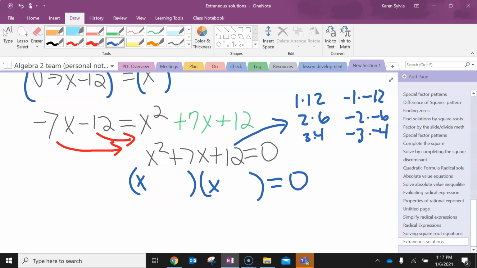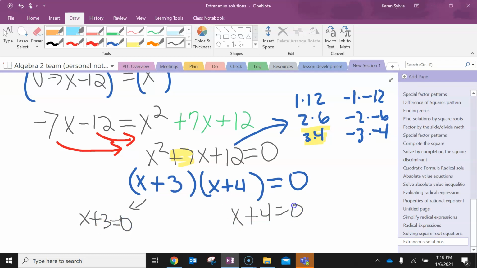I need the pair that will add up to 7. So I see I want to use the 3 and the 4. So I get x plus 3, and I get x plus 4. Next step towards solving still is to split it up using the zero product property. Either x plus 3 equals 0 or x plus 4 equals 0.